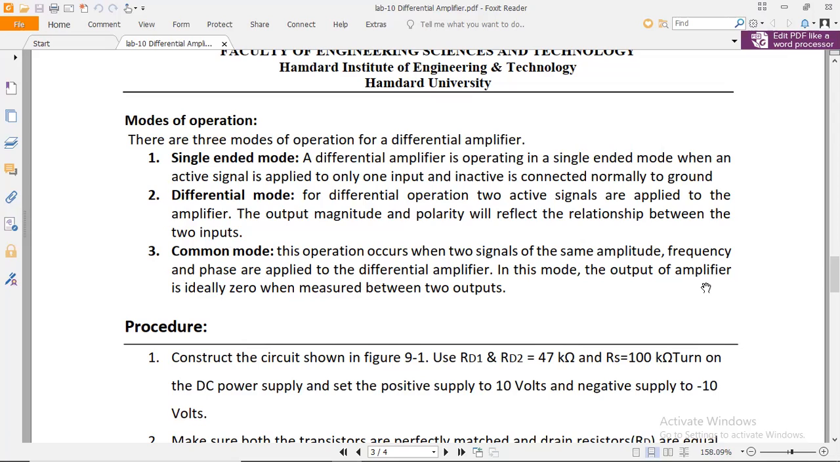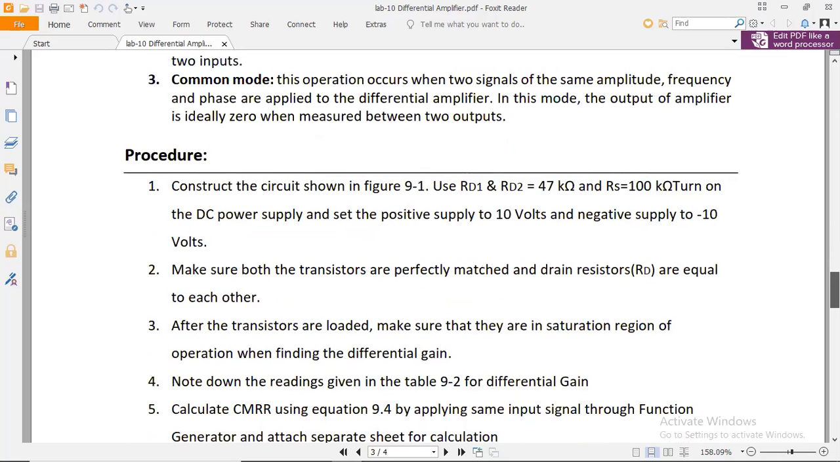In this mode, the output of the amplifier is ideally zero. We get zero output because there is no difference between the supplies in amplitude, frequency, and phase. So we get zero amplifier output when measured between the two outputs, because both effects cancel each other out. Now the procedure, how it can be formed.